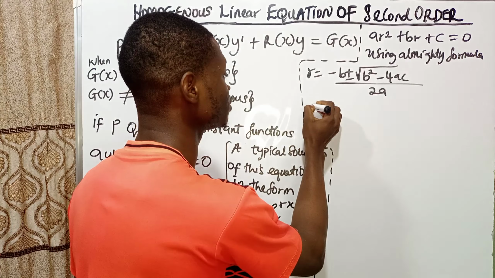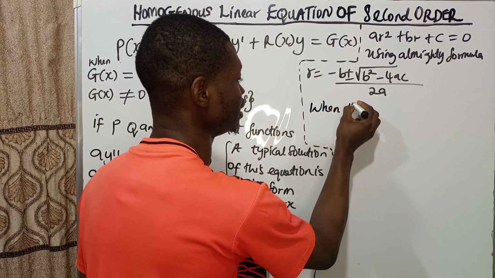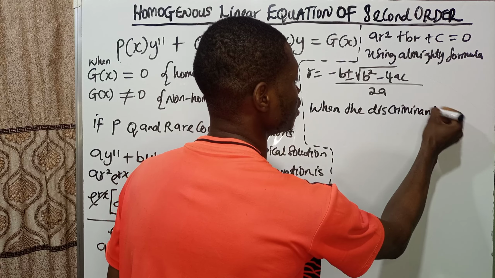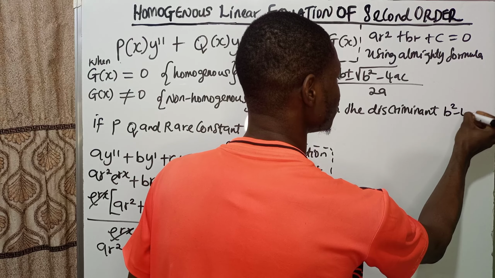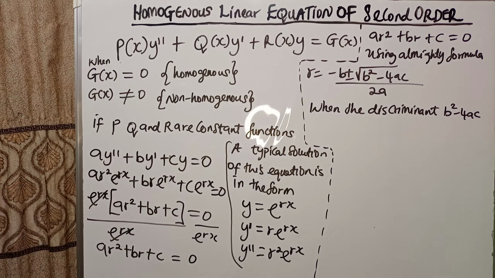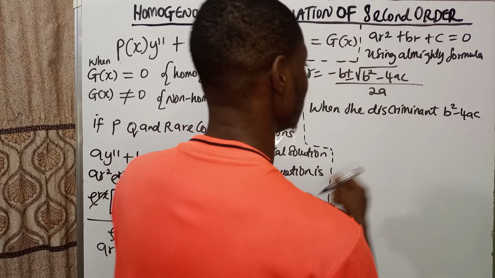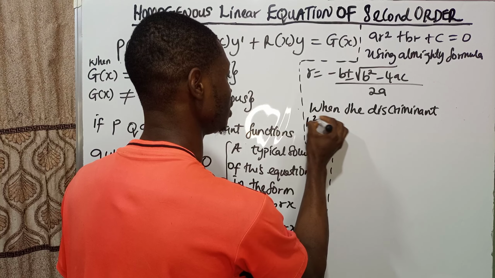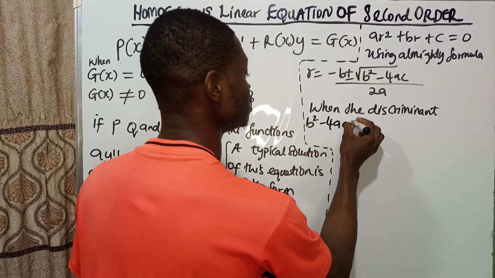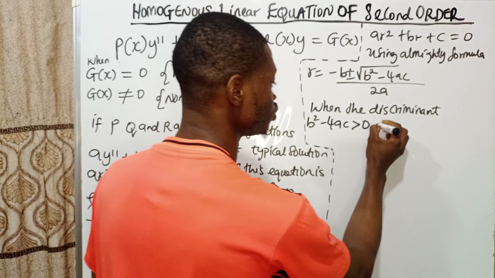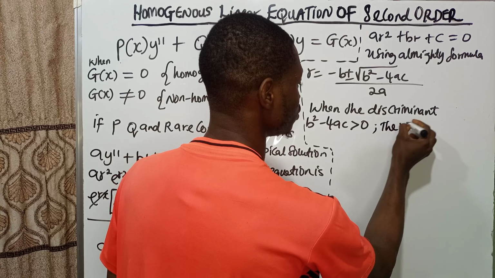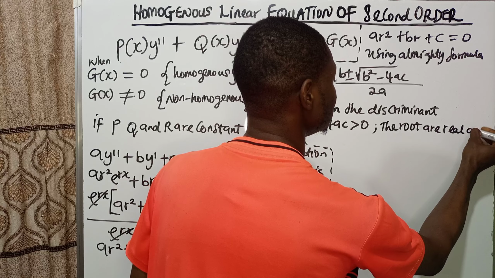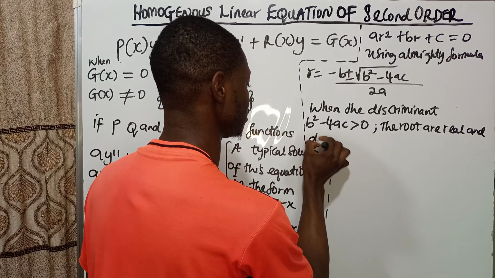The first case is when the discriminant, b squared minus 4ac, can you see it from there? Let me write it here. When b squared minus 4ac is greater than 0, the roots are real and distinct.